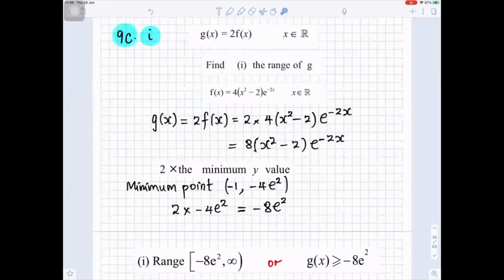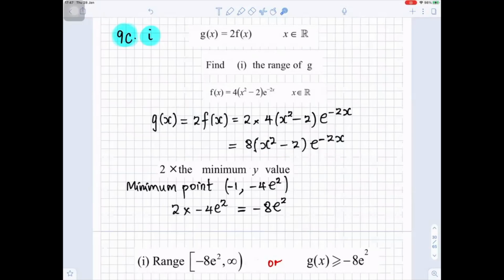So for question 9c, g of x is equal to 2 times f of x. Find (i) the range of g. Now, if we have 2 times f of x, we multiply by 2 times f of x. So it will be 2 times 4, that will give us 8. So in front now it will be 8 and the rest stays the same.